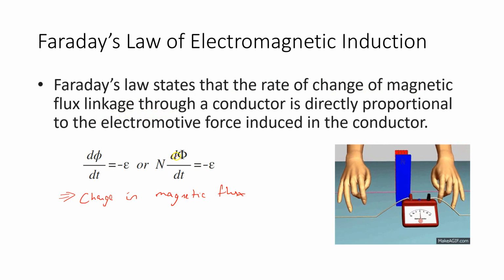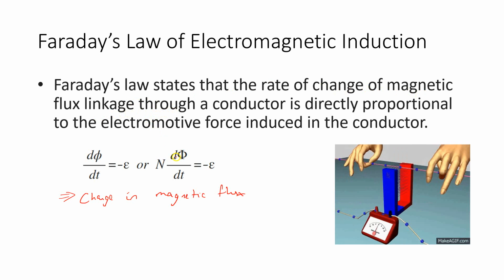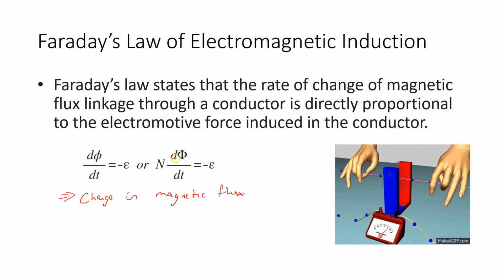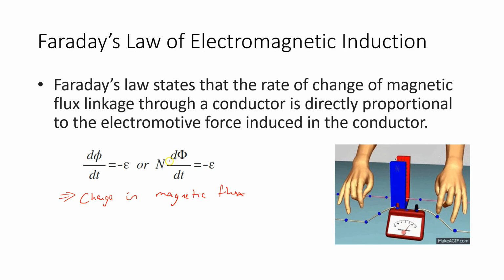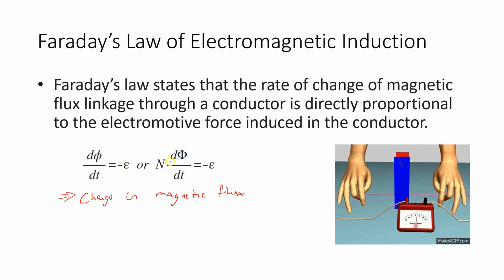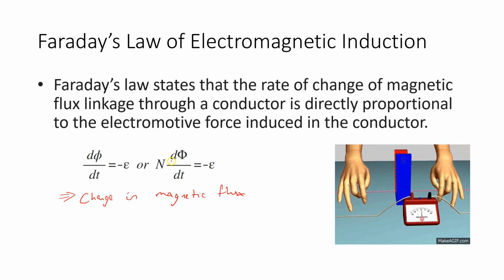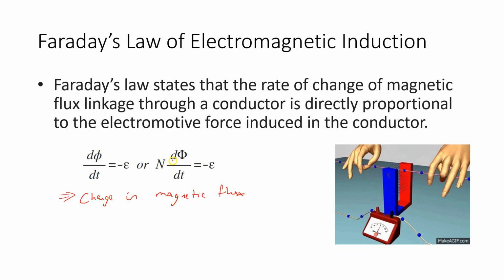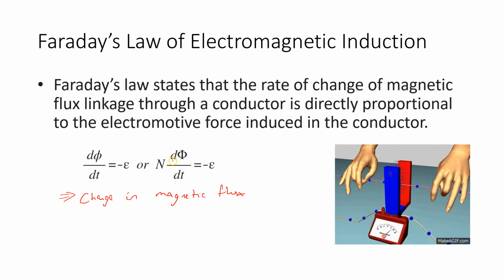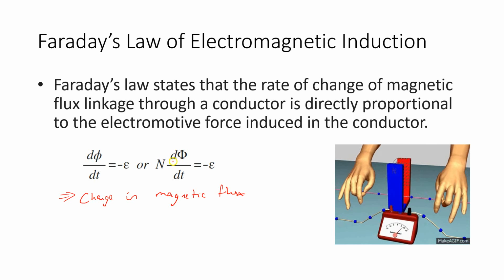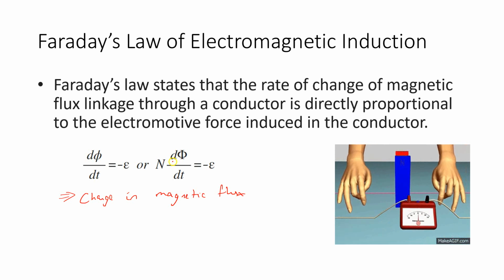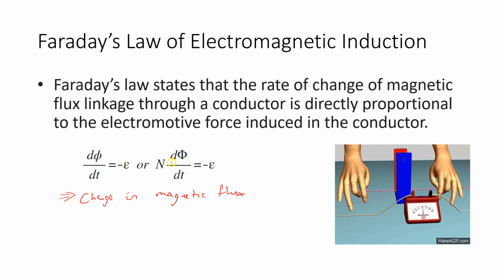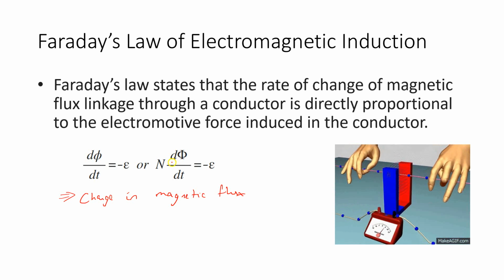So, in essence, what he's saying is the faster you move the wire through the magnetic field, the more voltage you're going to get. So when you think about generators and those kinds of things, the faster the turbine spins, the more voltage you get. In essence, that was his thinking about the whole aspect of electromagnetic induction.